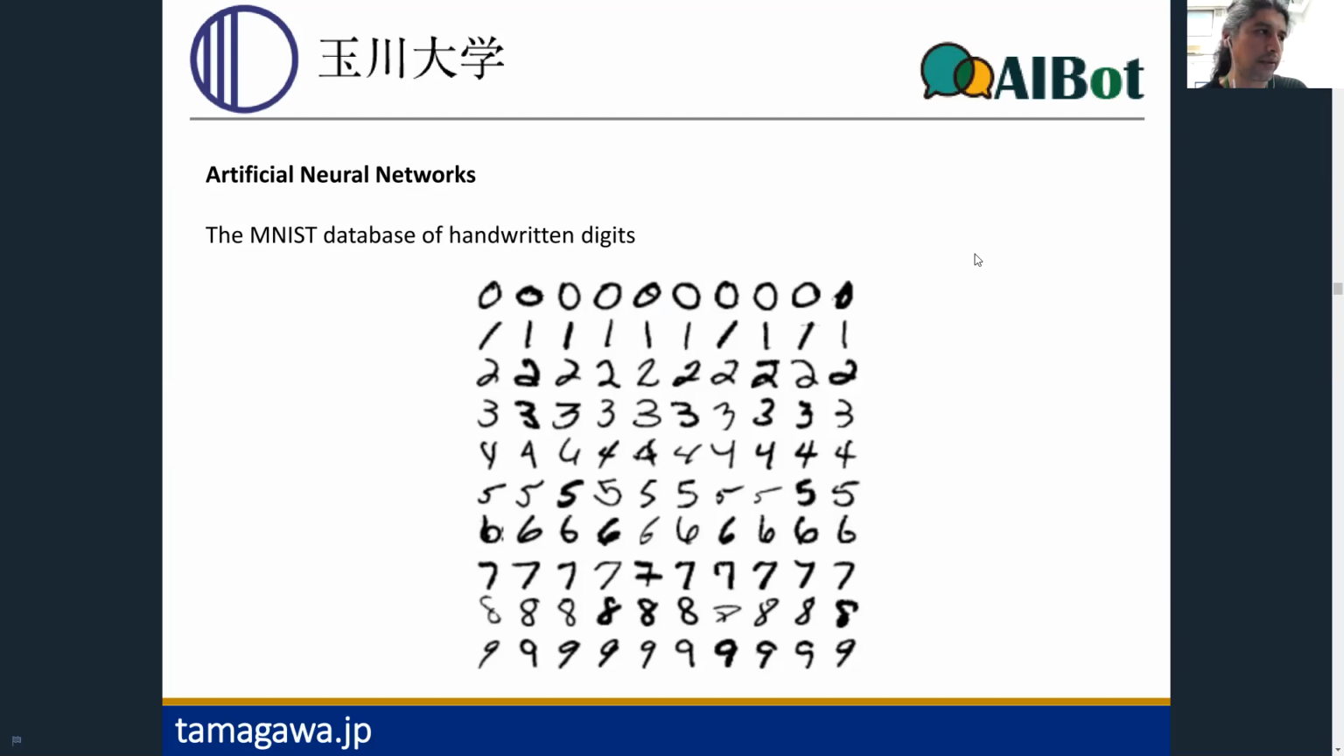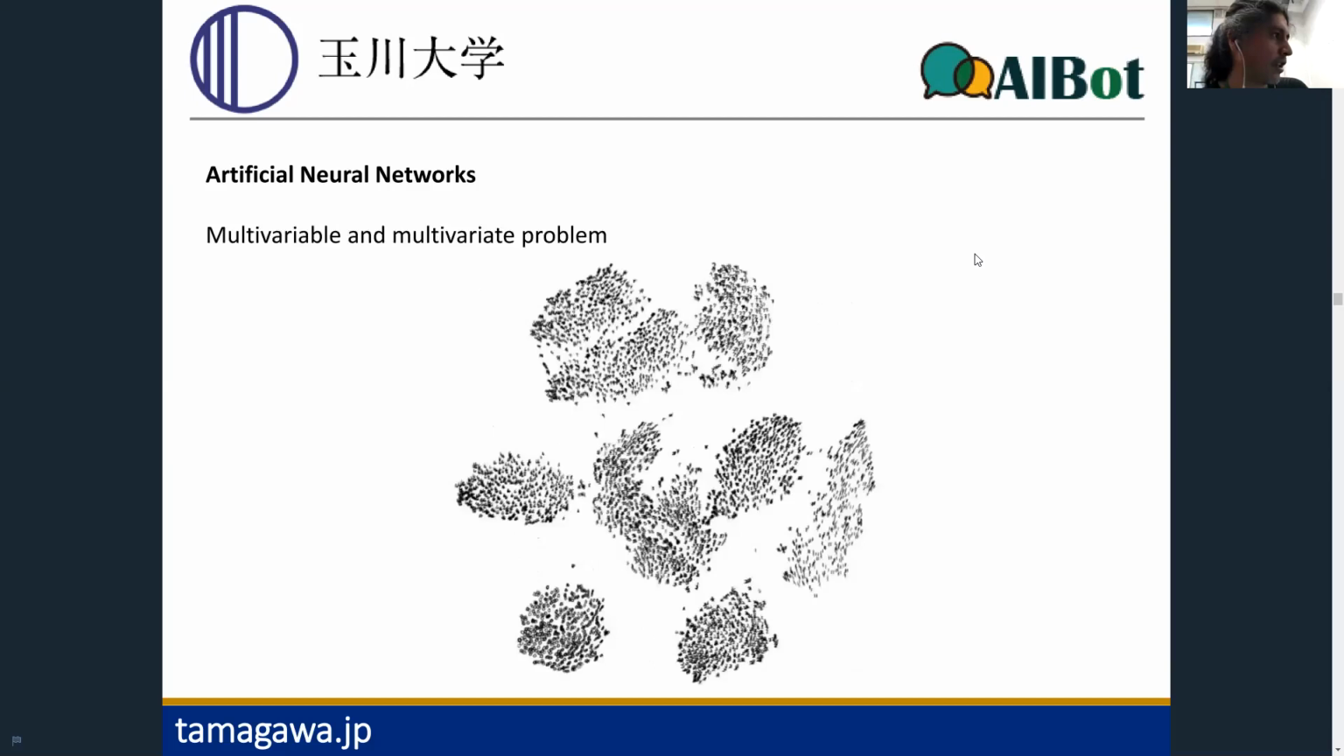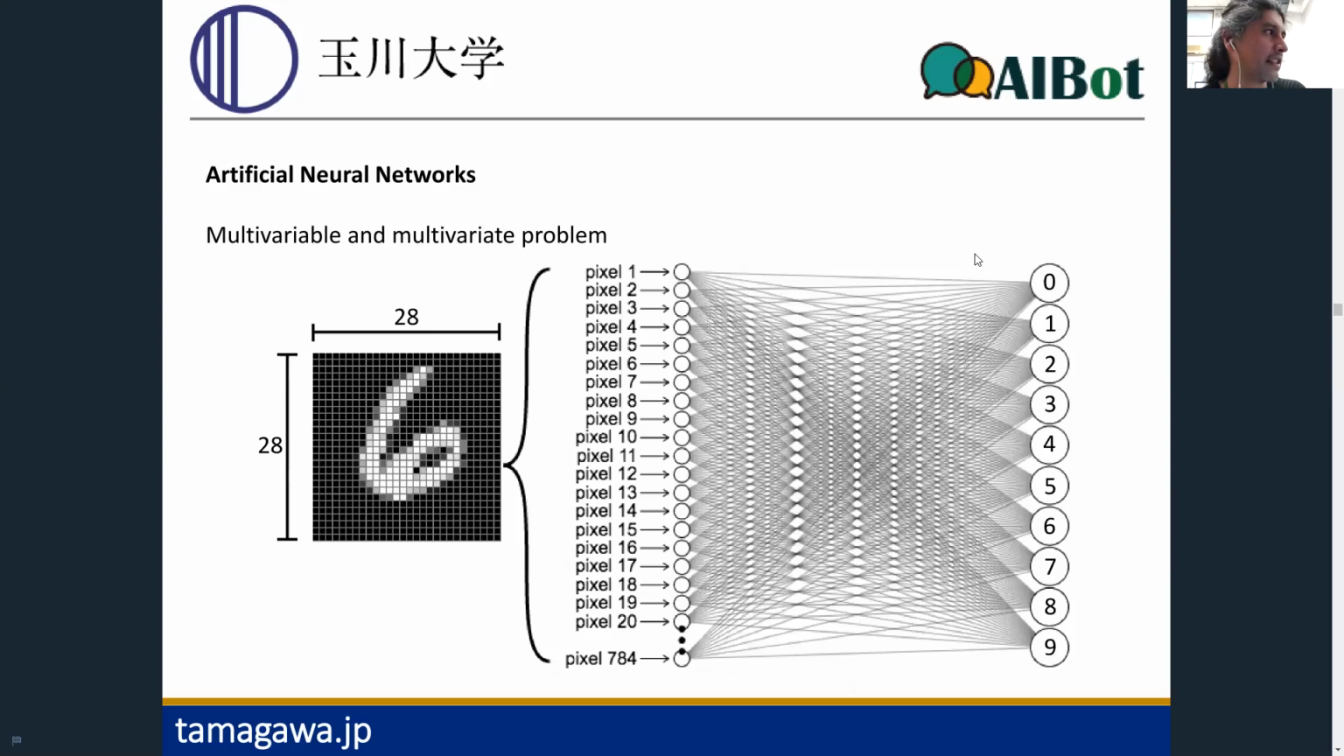So the input is like that. We have some values in color, shape, and intensity, and so on. And the task is to classify all those values, depending on some criteria, to a given number: 1, 2, 3, 4, 5, 6, 7, and so on. How do we do that?